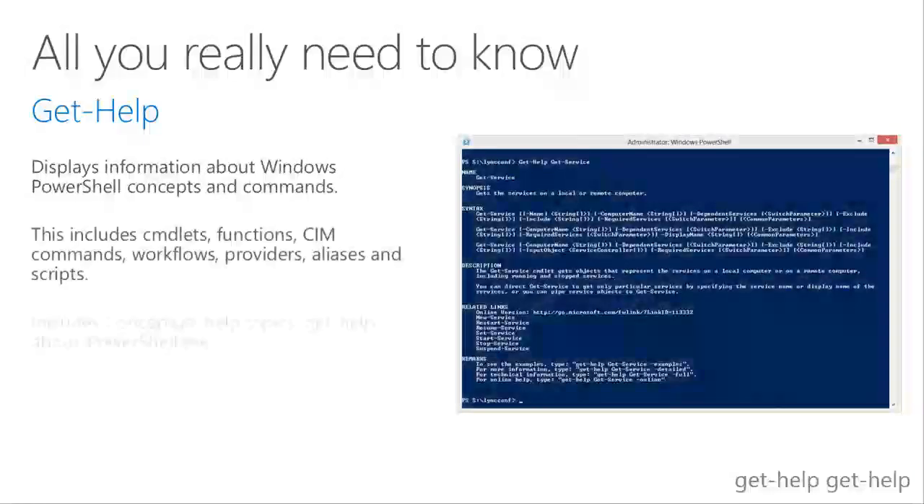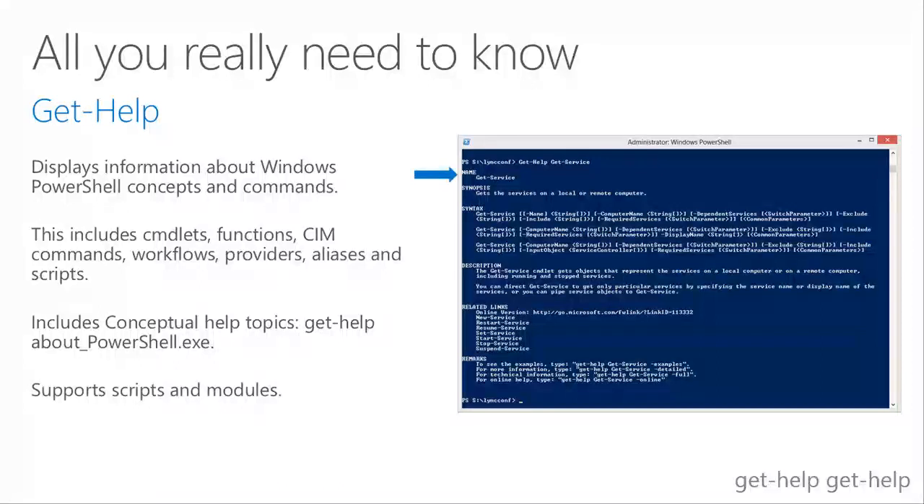So there's really only a couple of things we need to know. And like I said, the help is very extensive. So we've got the Get-Help cmdlet. Basically, it's displaying all the information about Windows PowerShell concepts, right? There are about topics, so it tells you about conceptual help. It also supports third parties, including the scripts and functions you're writing.